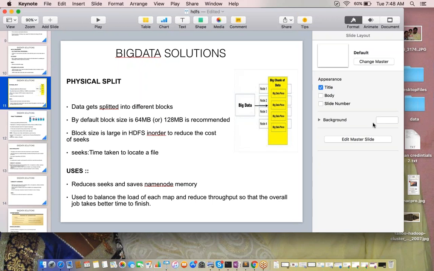Okay. Now, can we give something other than multiples of 64 MB? Yes, we can give that.